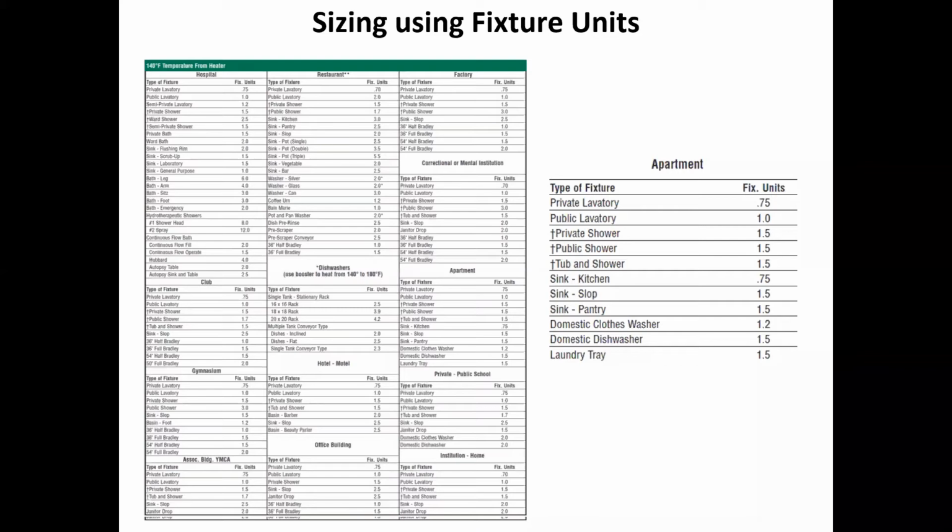So the chart I have up right now, I just copied the apartments because I wanted to show you all the different applications on the left side of the screen that we have: hospitals, restaurants, factories, clubs, and whatever, but apartments are very common. So I just enlarged the apartment section on the right side. The fixture units that we're showing there, there's your private lavs at 0.75 fixture units, which is basically a flow rate. So private showers, 1.5 gallons per minute.